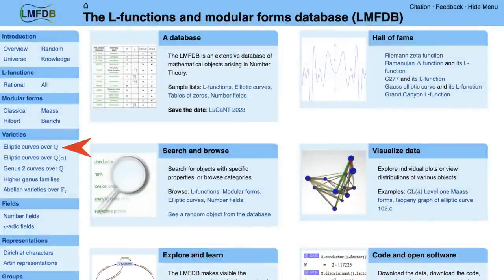In the future, when we need more examples, we can go to the LMFDB, pick the kind of objects we are interested in, for example, an elliptic curve, a number field, or a Dirichlet character, and explore thousands of other examples in a similar fashion.